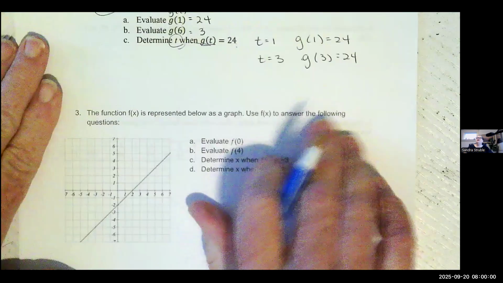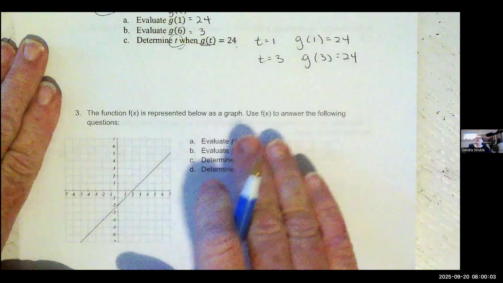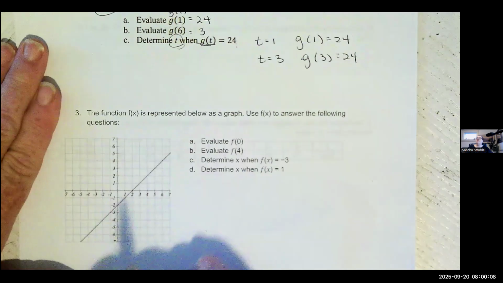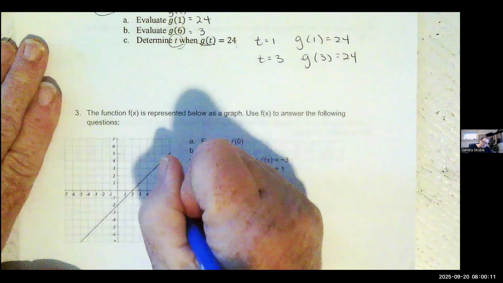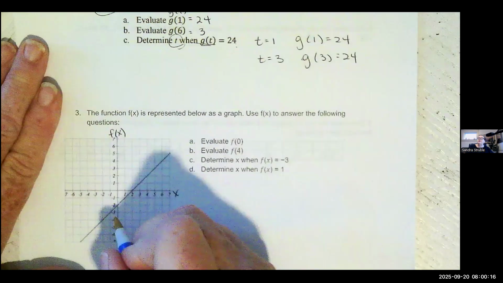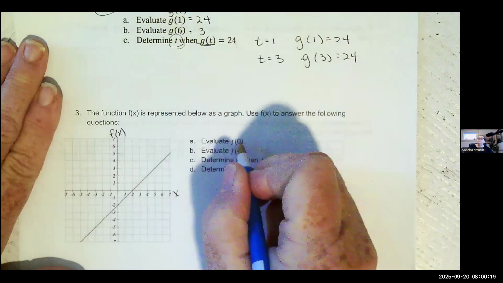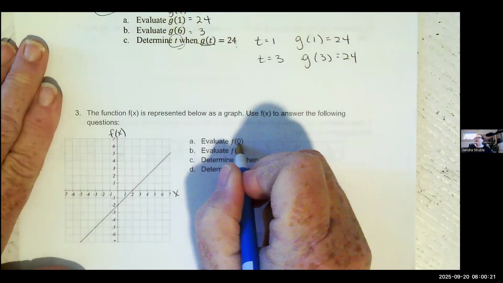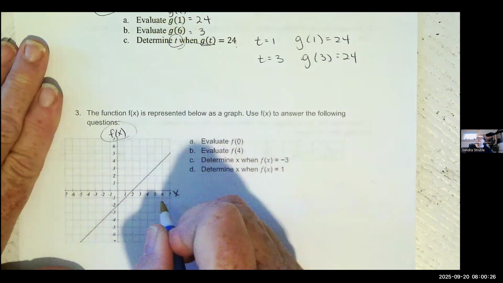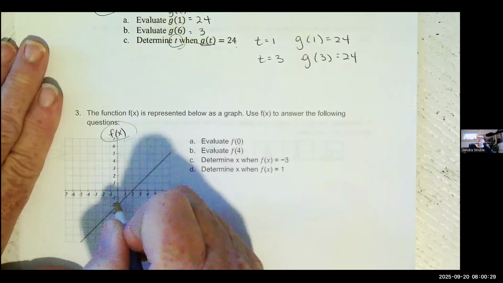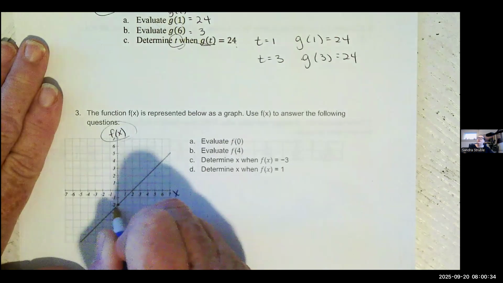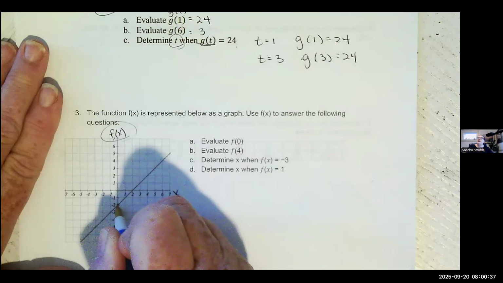All right. The function f of x is represented below as a graph. It says use f of x to answer the following question. Evaluate f of 0. So this is x. This is our f of x, also our y, it's the same thing. So where x is 0, what's y? That's basically what we're asking on this. When x is 0, what is f of x? So when x is 0, it is the y-axis, and I just need to find the point on the graph, and it's right here. Well, f of x is -2.